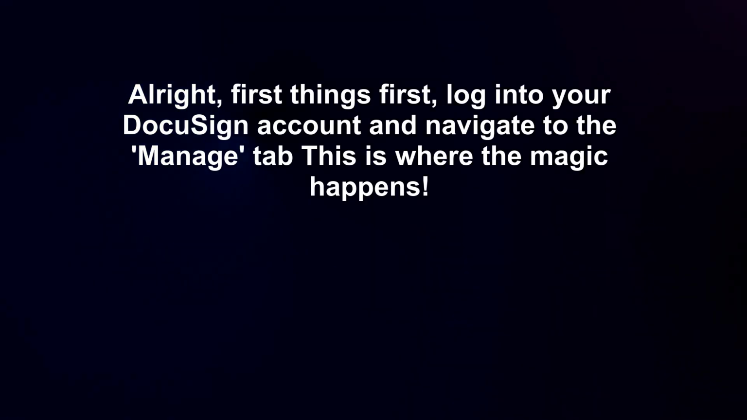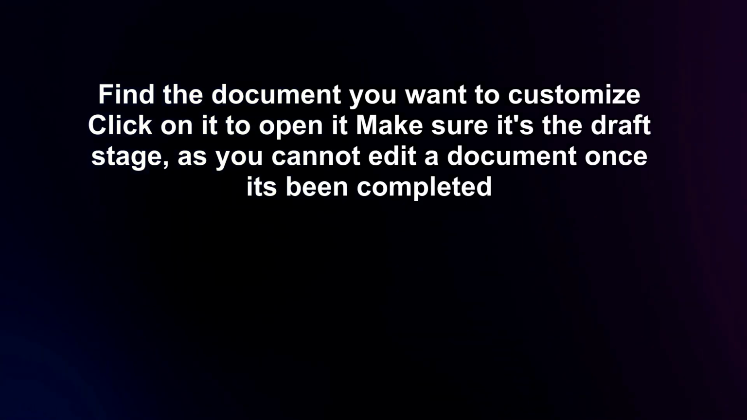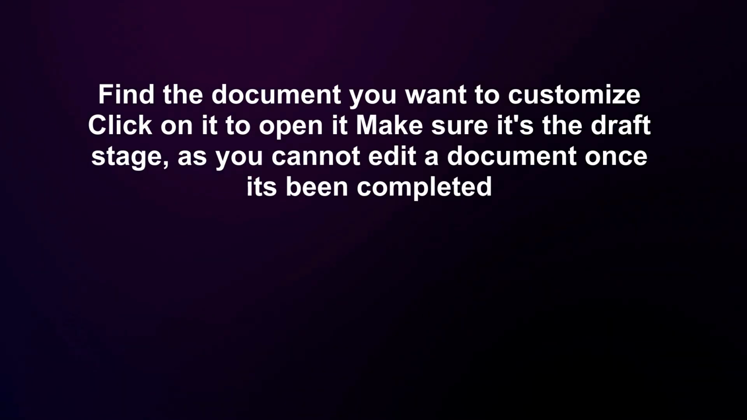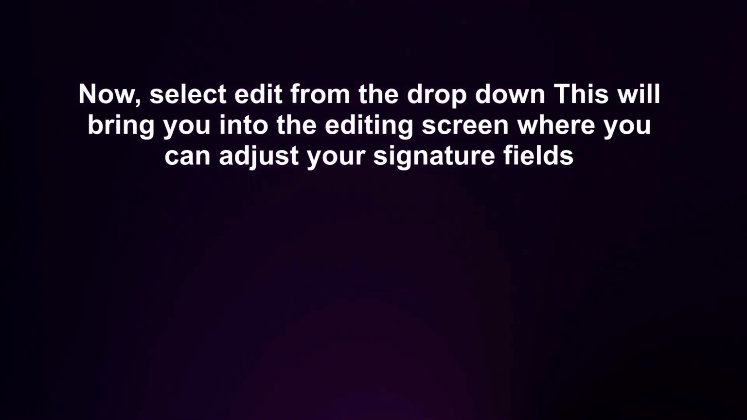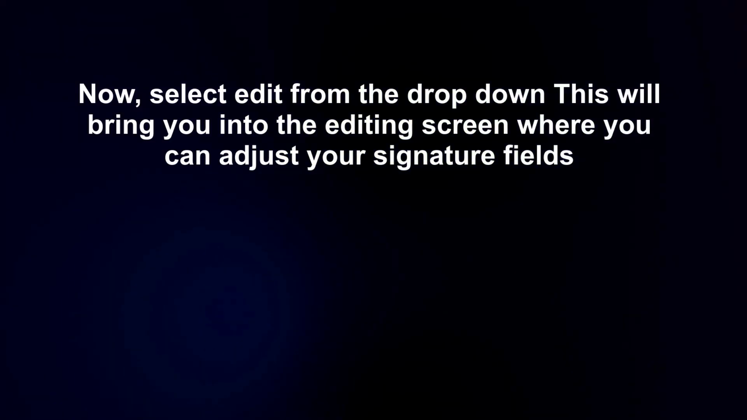This is where the magic happens. Find the document you want to customize, click on it to open it, make sure it's in the draft stage, as you cannot edit a document once it's been completed. Now, select Edit from the drop-down. This will bring you into the editing screen where you can adjust your signature fields.